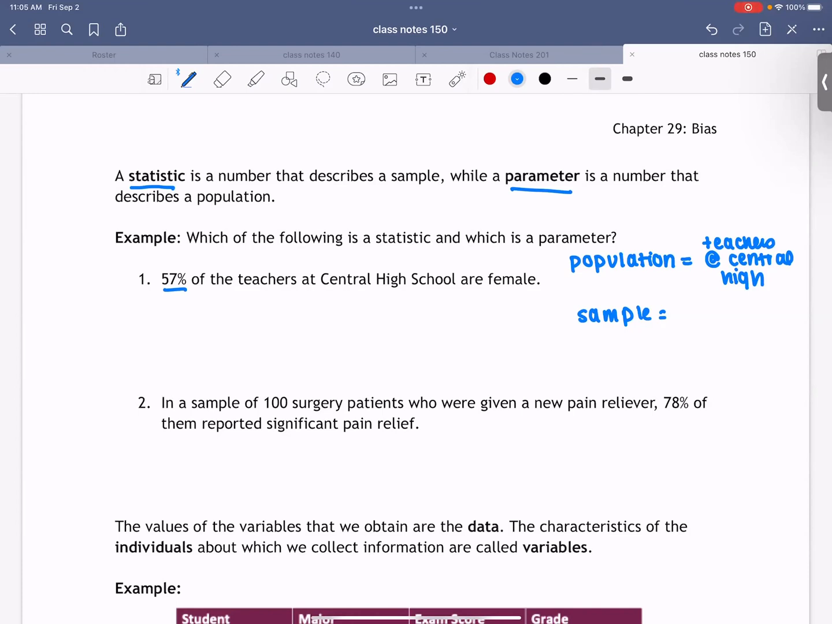About the teachers, right? And I know it sounds confusing because yes, 57% describes how many are female, and I guess that is a smaller segment of the population, but it's saying 57% of the teachers, and the teachers is the whole thing that we're interested in. Does everyone kind of see the difference? Perfect. So is this a parameter or a statistic? Parameter, yay.